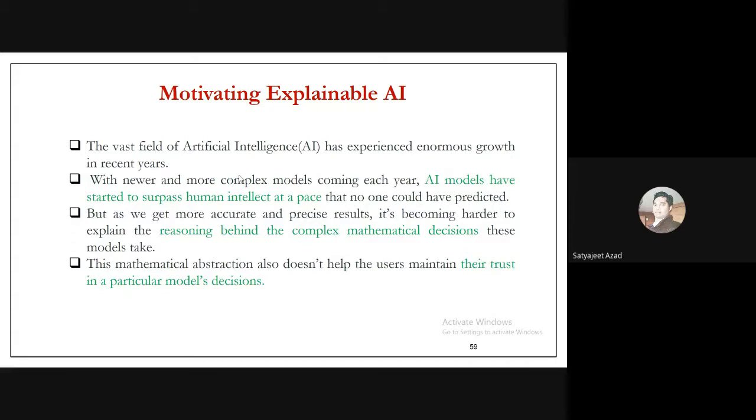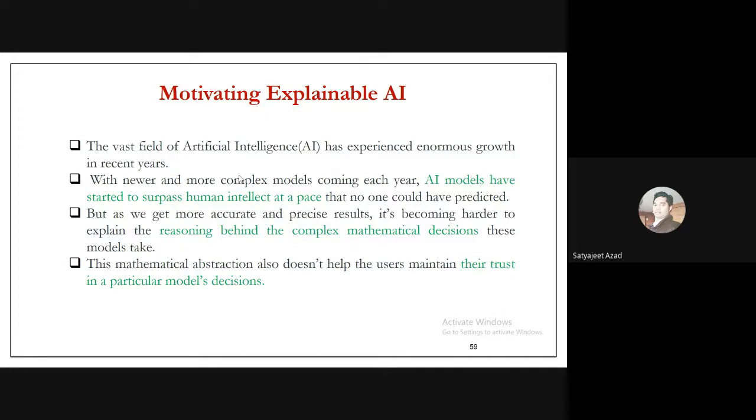But as you get more accurate and precise results, it's becoming harder to explain the reasoning behind the complex mathematical decisions. For example, if I give you a neural network model or a random forest model, you can apply it on this data set using Python and R and come up with nice models. But if I ask you to explain why these features are behaving like this, you will be stuck, because you don't know how the input and output are getting converted inside that black box. So that is why it's becoming harder to explain the reasoning behind the complex mathematical decisions.